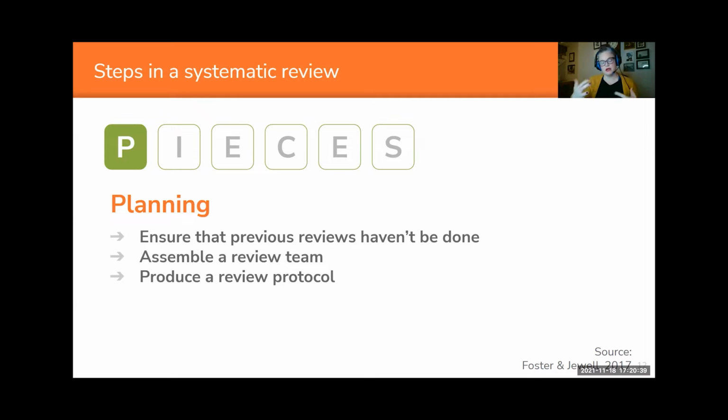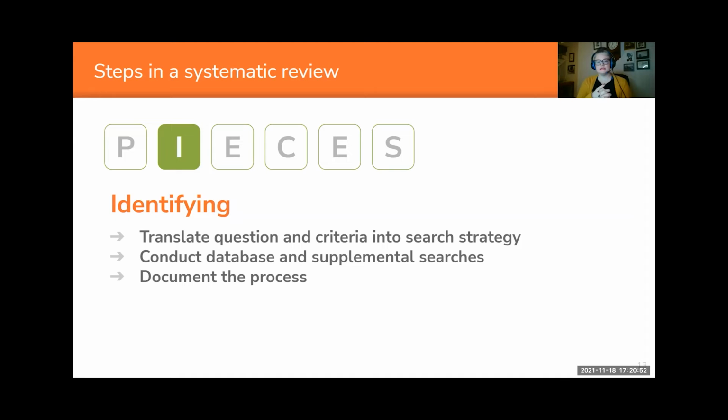I just wanted to give you a taste of what to expect in this presentation. We are going to talk more about how to assemble a review team and what exactly a review protocol is. The next step is identifying. So how do I identify those studies? How do I get the studies that I need for my systematic review?